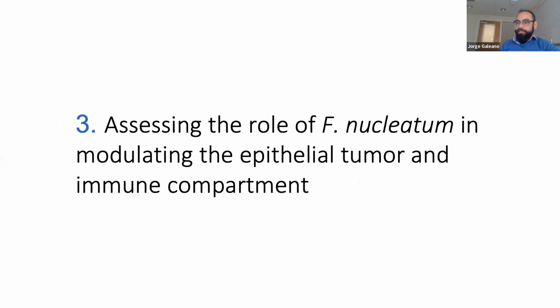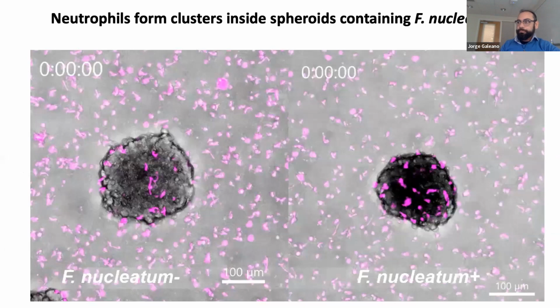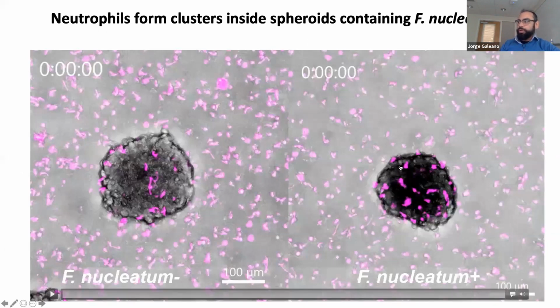And then this is the third chapter of results. What we want to measure is how F. nucleatum modulates different elements of the tumor microenvironment, like the epithelial and the immune compartment. So these are the spheroid models that we incubated with Fusobacterium on the right, and then we compare how neutrophils are recruited in the spheroid, compared with the negative control, that is uninfected spheroids.